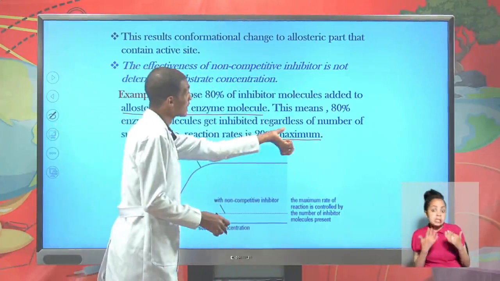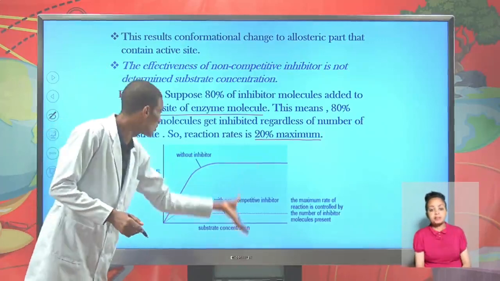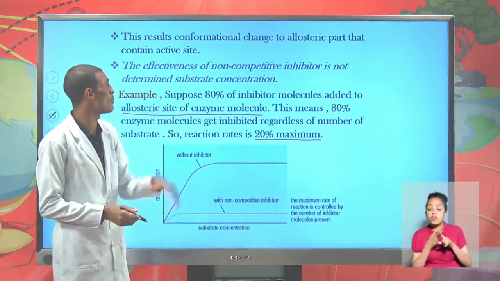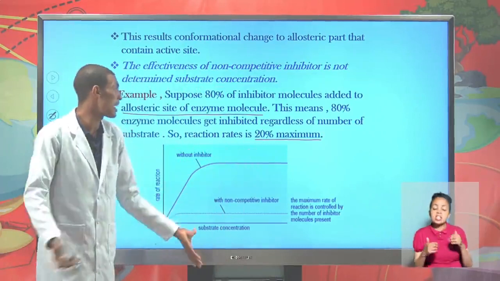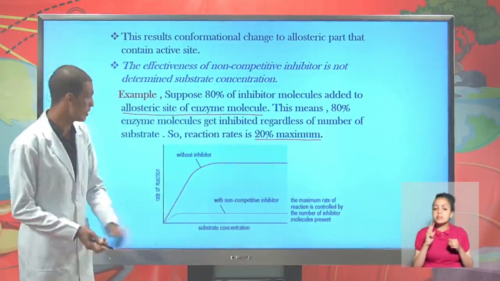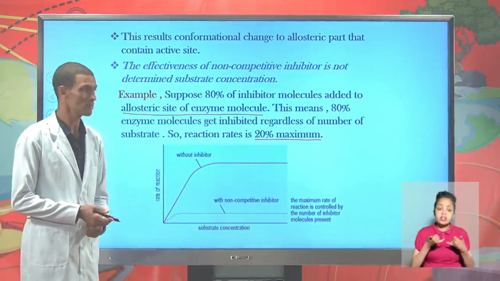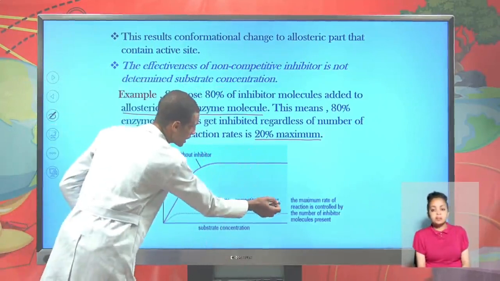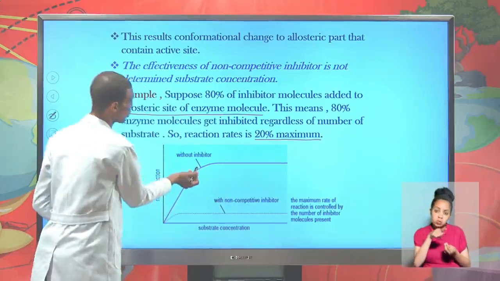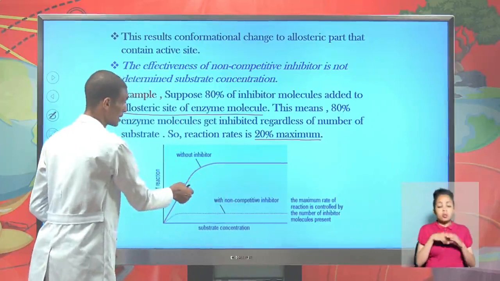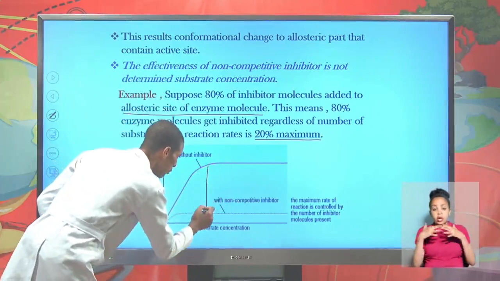Still, the reaction rate is running at 20% maximum. So, addition or removal of substrate in the presence of a non-competitive inhibitor doesn't bring any change. It affects the rate of the reaction regardless of the concentration of substrate. So, this is highly affecting when compared to a competitive reversible inhibitor. With a non-competitive inhibitor, the rate is highly reduced. If you add substrate concentration here, you cannot get back to here. Without inhibitor, it is this one. And in the presence of a non-competitive inhibitor, the reaction is highly dropped to this one.